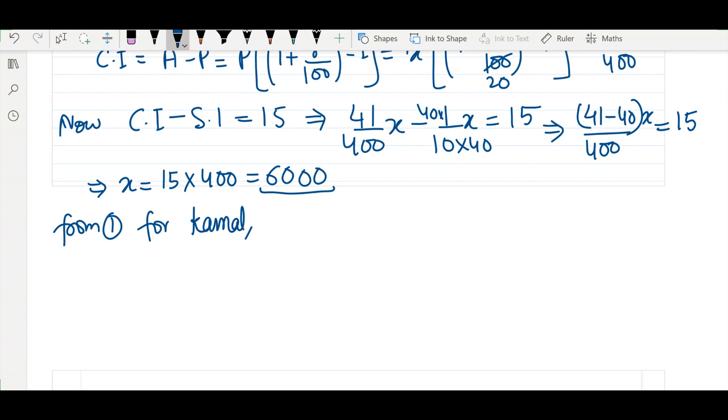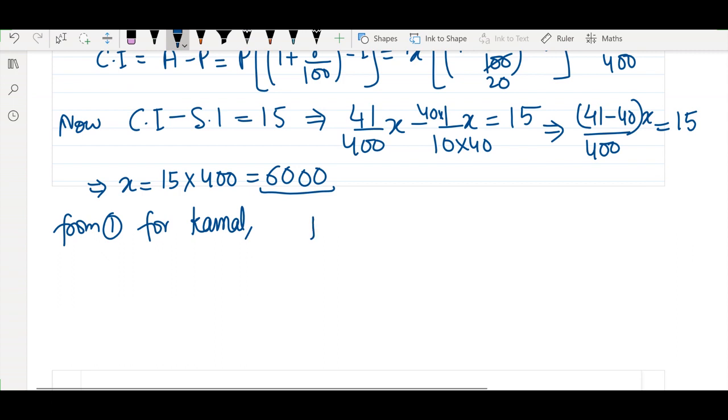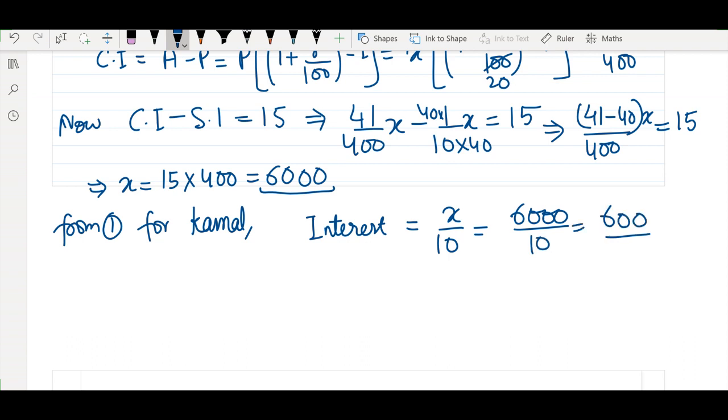So amount was, we can see from there, SI is interest. We can simply write interest is X over 10, that is 6,000 over 10, and it is 600 interest Kamal got. We can directly say from here that Anand will get 650, but let's check it from 2 for Anand.